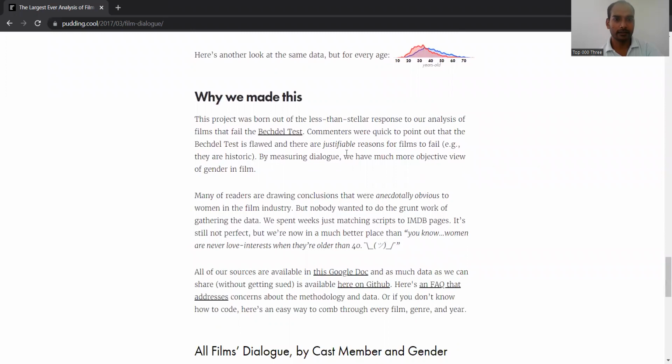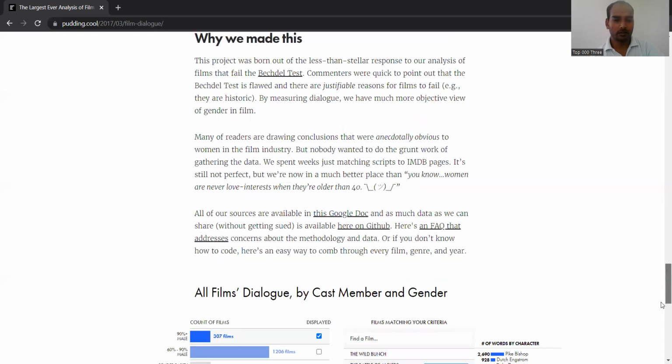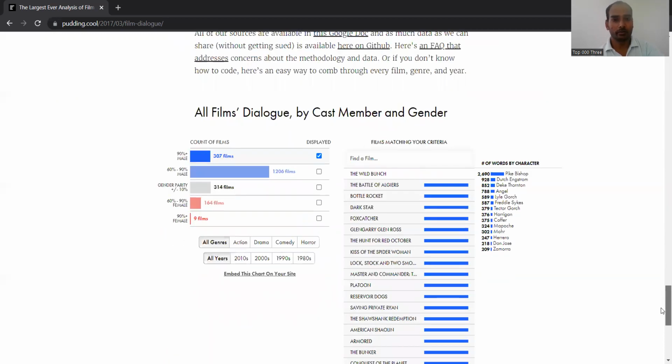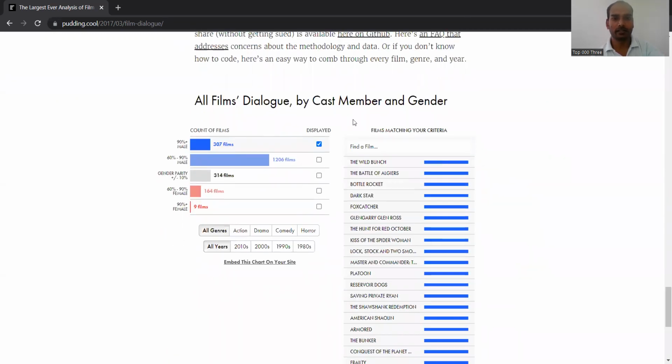Then they are saying why they have made this. So here they have justified why it is like this, why they have done it and what the need is, etc. So you can go to this page, and if you want to explore more, you can do that. And they have also done all films' dialogue by cast member gender. So based on 307 films, 90% plus male voices, and this is displayed. Then the gender parity, that is plus minus 10%, in 314 movies.